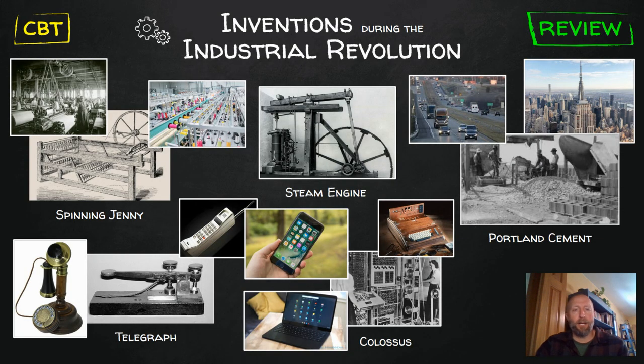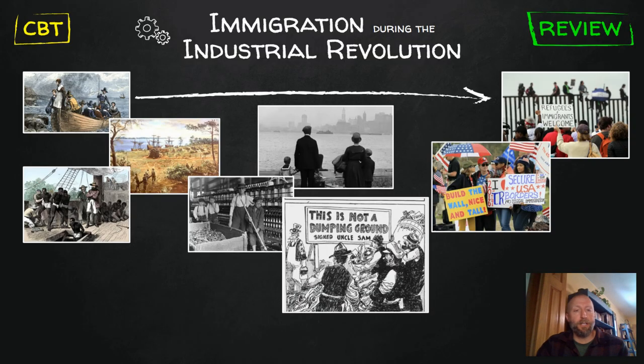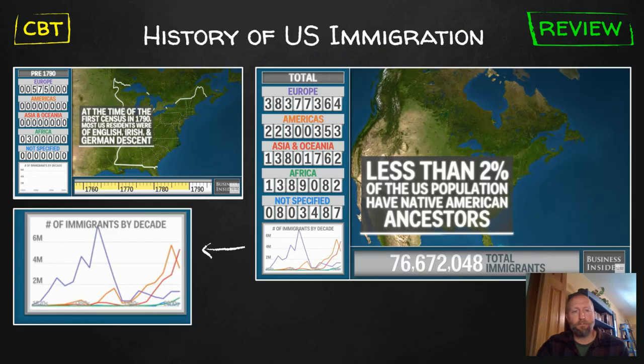Looking back at a couple of different lessons, we did talk about a number of inventions during the Industrial Revolution. And specifically during these lessons, we're going to be talking about the cotton gin, which is one of the most influential inventions in American history. We're also going to be touching again on immigration. Immigration is the story of the United States, and specifically with African American immigration. We're going to be touching on that a lot this week.